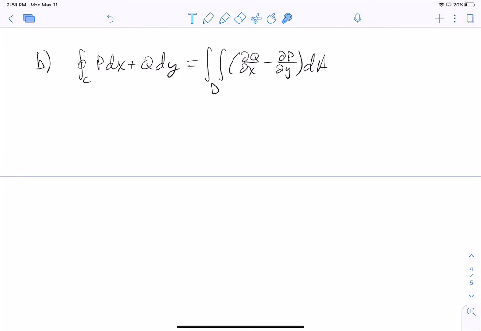For part B, we were asked to use Green's theorem. So let's remind ourselves of what it says. Our line integral over C, the positively oriented curve, of P dx plus Q dy is equal to the double integral over D of the partial of Q with respect to x minus the partial of P with respect to y dA. First things first, C is a boundary. D is the interior.